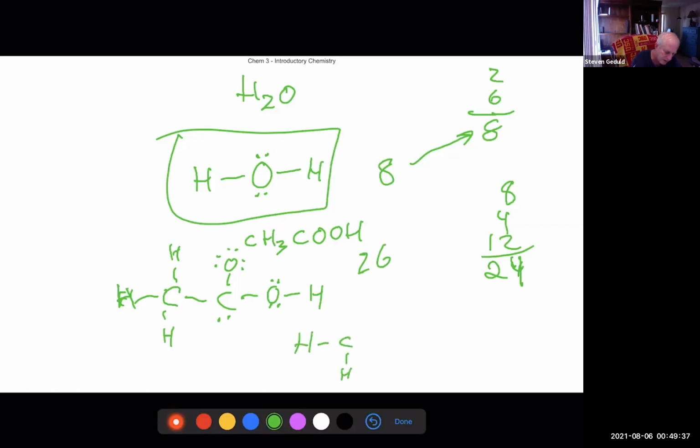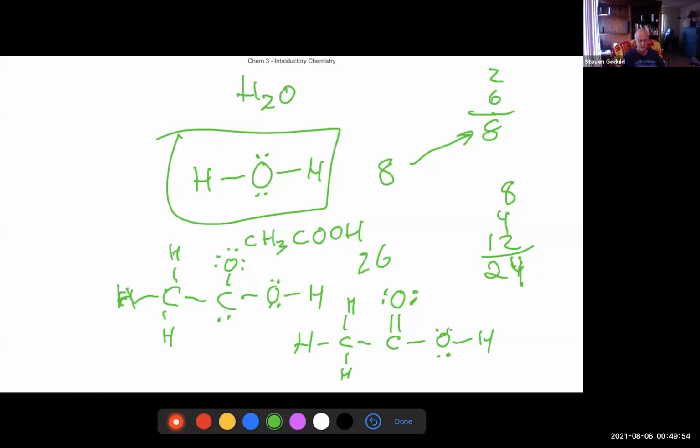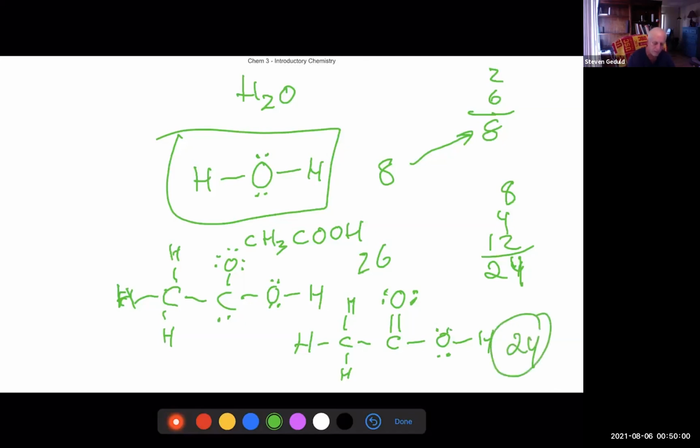Carbon bonds to hydrogen, bonded to carbon. Put your double bond right there, then O and an H. I think that everything has 8 there. Yep. Then count it. 2, 4, 6, 8, 10, 12, 14, 16, 18, 20, 22, 24. And that's your Lewis structure for acetic acid, which is vinegar.